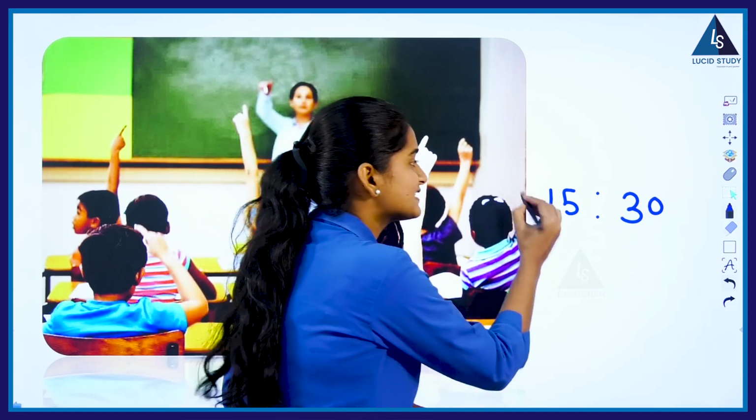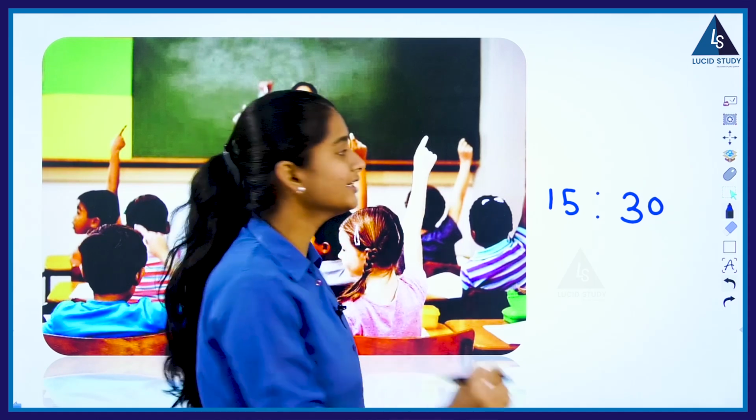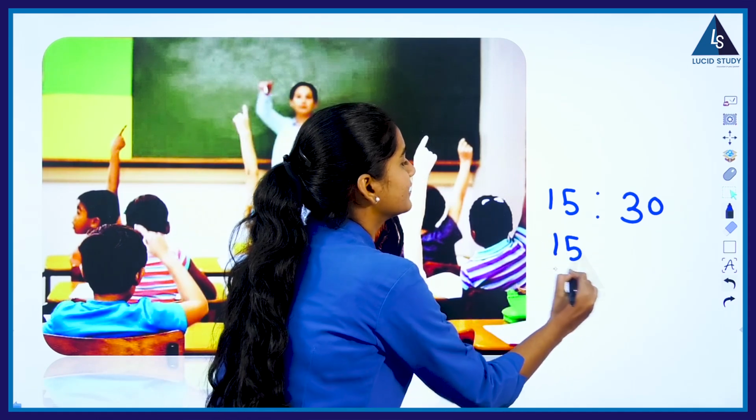We learned all these basics in our class 6th. Now reduce this ratio to the lowest term. We can say that 15 is to 30 is nothing but 15 by 30.